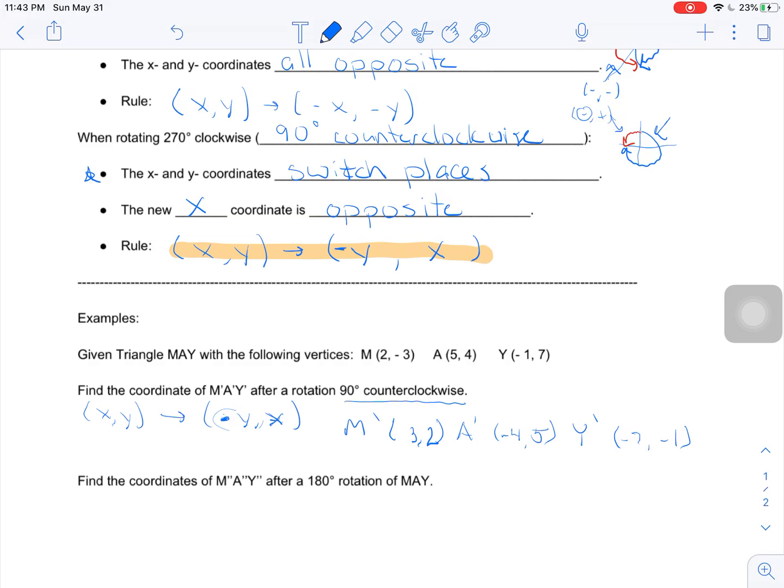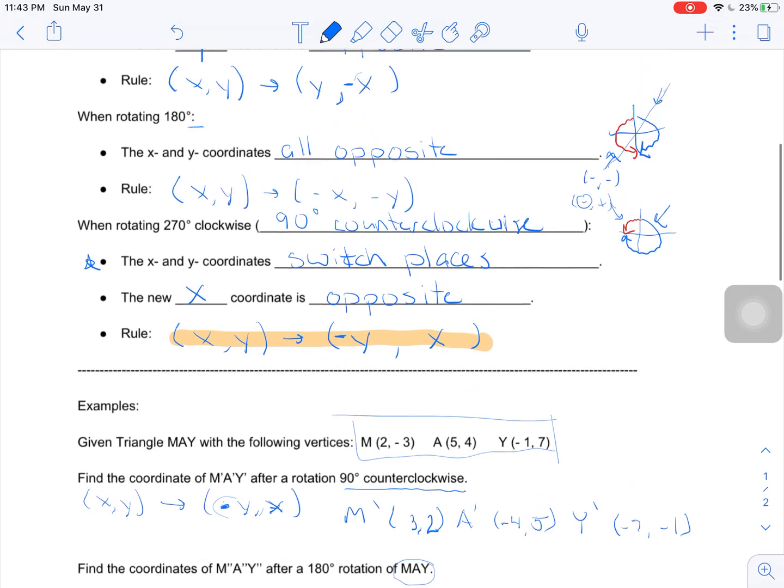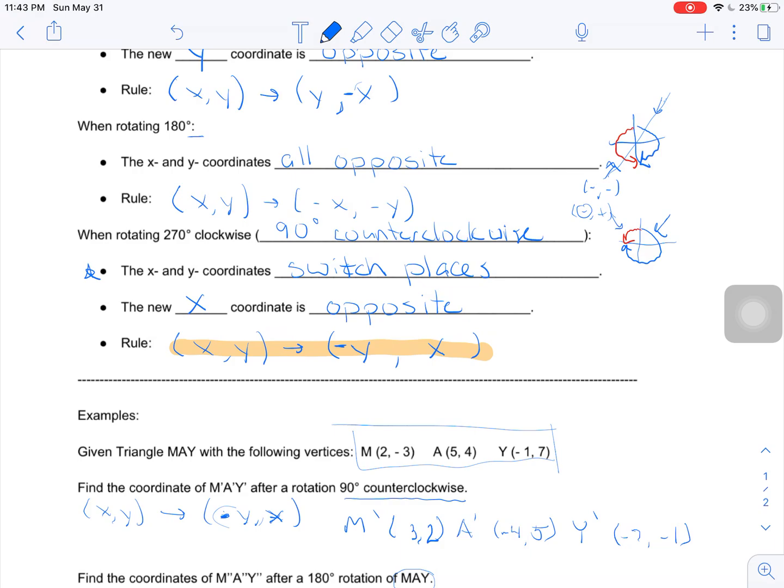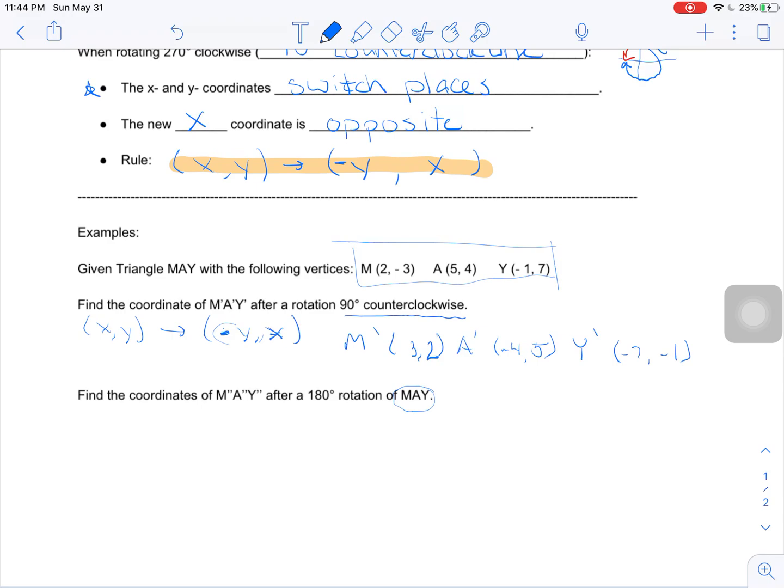The second one says, okay, now take the original triangle. There are no prime marks there, which means we're coming back up here to the original triangle. Take the original triangle and rotate it 180 degrees. I like the 180 degree rule. It's easy to remember because nothing changes places. All you have to do is take everything and make it its opposite. So it's basically saying wherever you are on the graph, you're going directly across the graph. Well, directly across the graph is always going to be the opposite of any location that you were starting at. So we're going to use this rule that says, whatever you are, make you the opposite of what you were before, but don't switch anything.